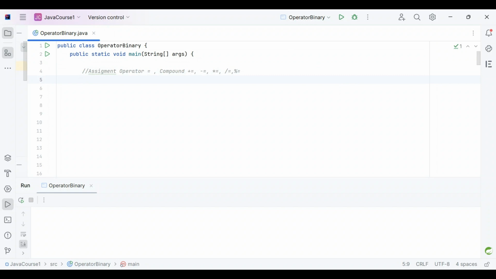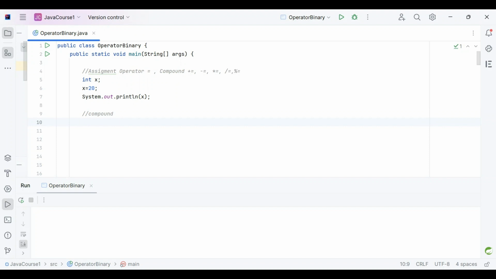Let's take two operands. Since it is binary, we need two operands to perform the operation on. But for simple assignment, you need only one value. So let's say int x. To assign value to the x, I'm going to use x is equals to 20. Now let's put system.out.println, and here if I wanted to print the value of x, it's going to print 20.